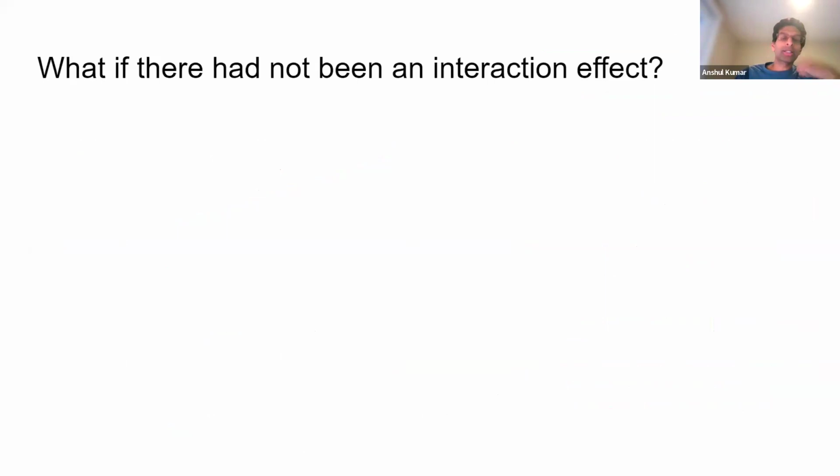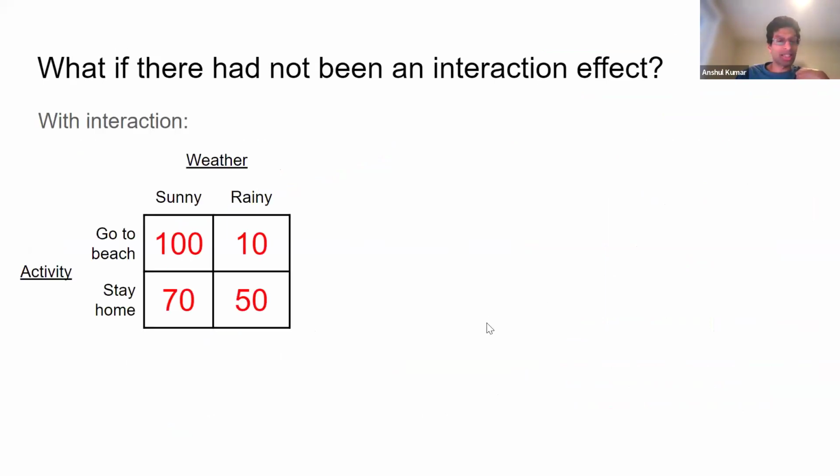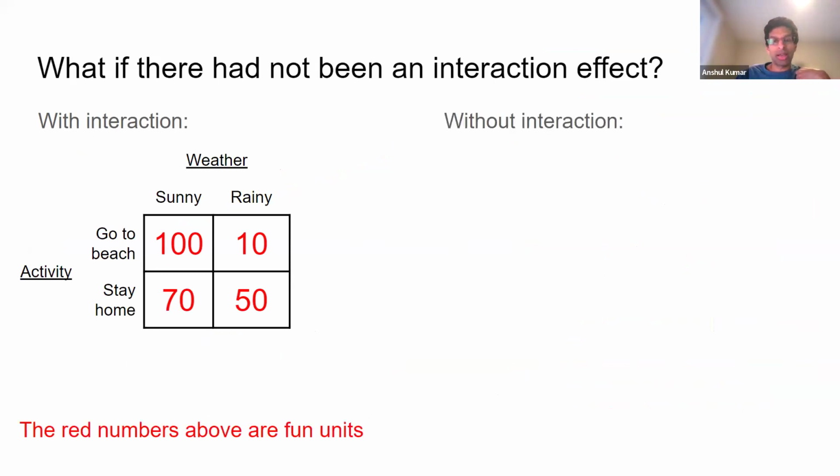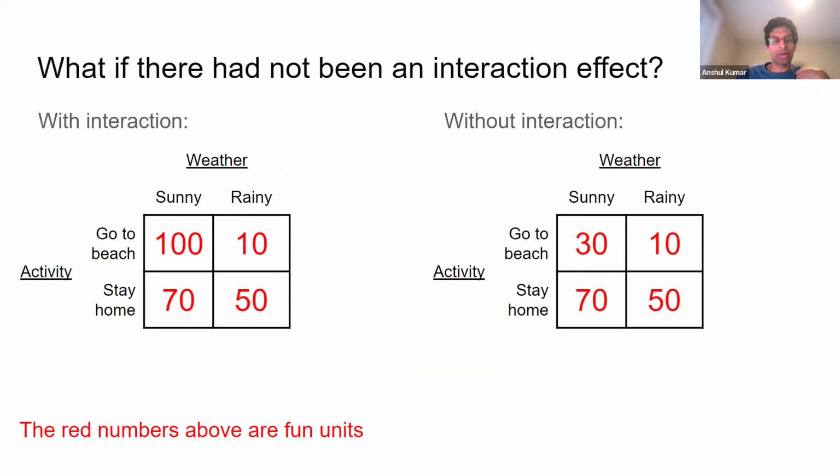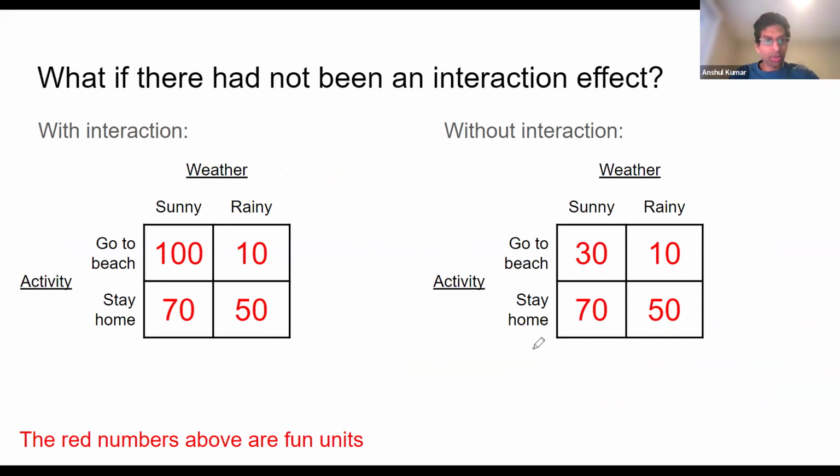Okay, now let's talk about a scenario. What if there had not been an interaction effect? Then what would our data have looked like? So let's first look at the data we had before. This is the same thing you've already seen. And now let's add new data. If there had not been an interaction, what is some hypothetical data we would have seen as a result here in this table? Let's walk through it.